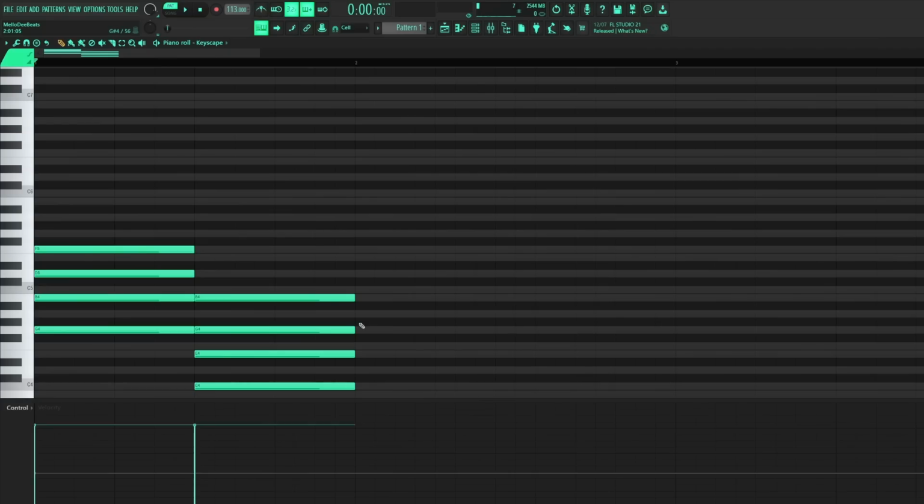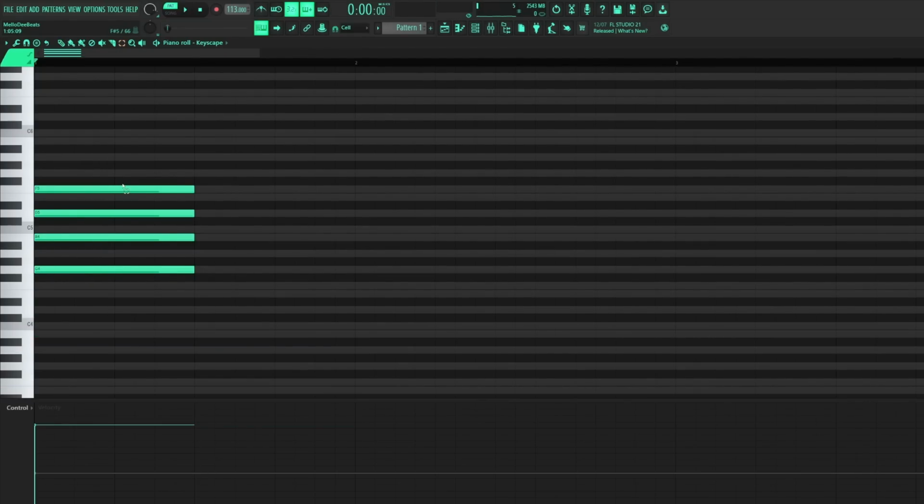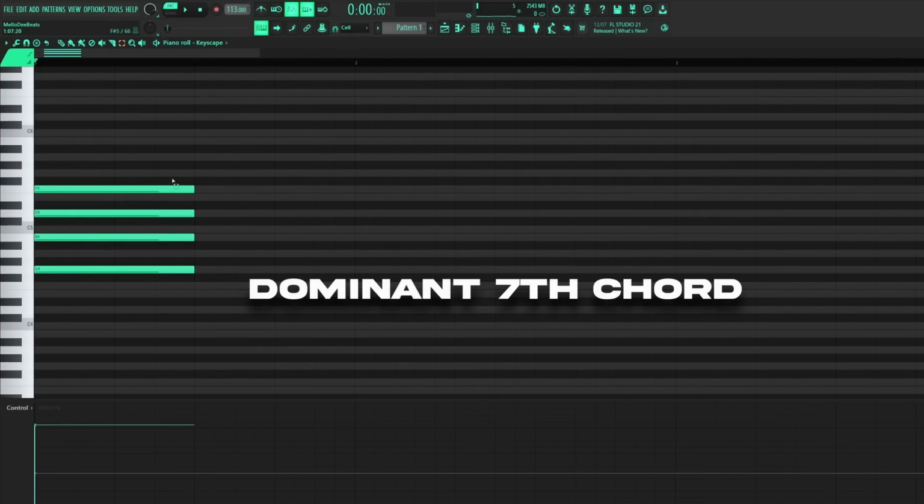But let's count very quickly. 1, 2, 3, 4. It's 4 semitones up. That would be a major seventh as far as intervals. But when we go to this one, this is still a major chord right here. But 1, 2, 3. 3 semitones up. So that's what makes it different. So when you look at that, that is a dominant 7 chord right there. That is a dominant 7 chord.